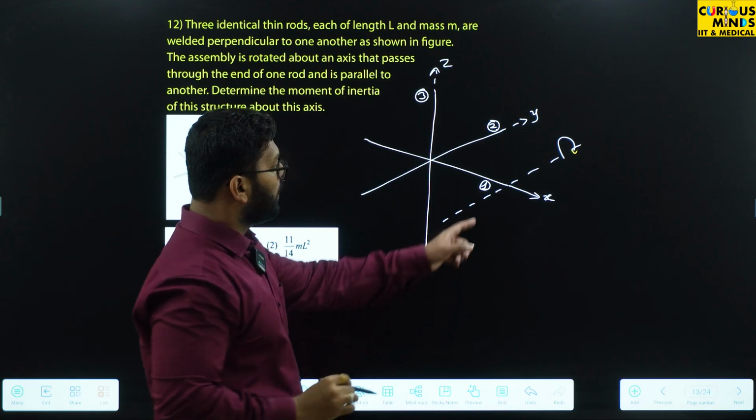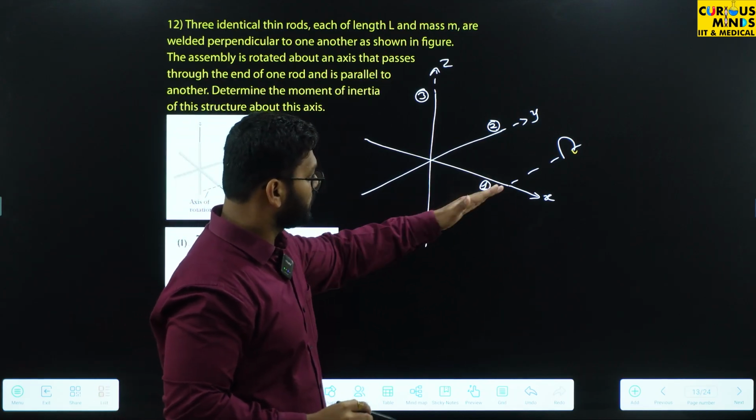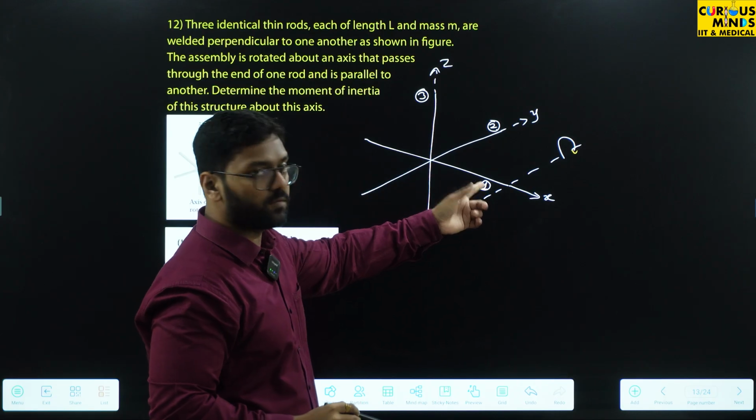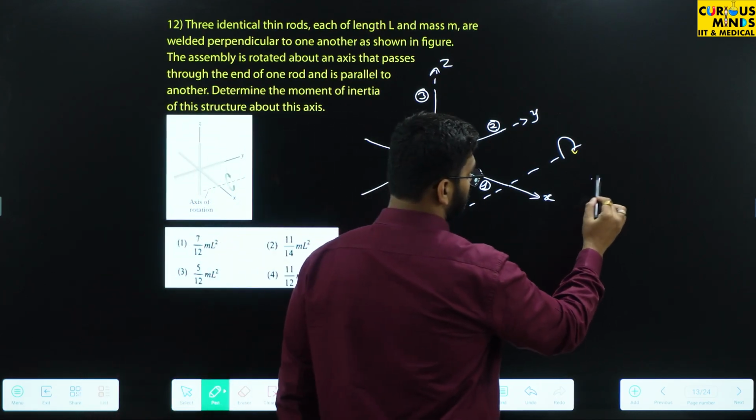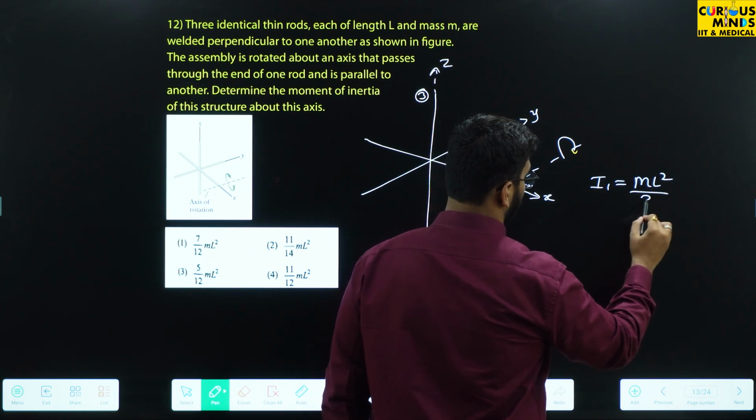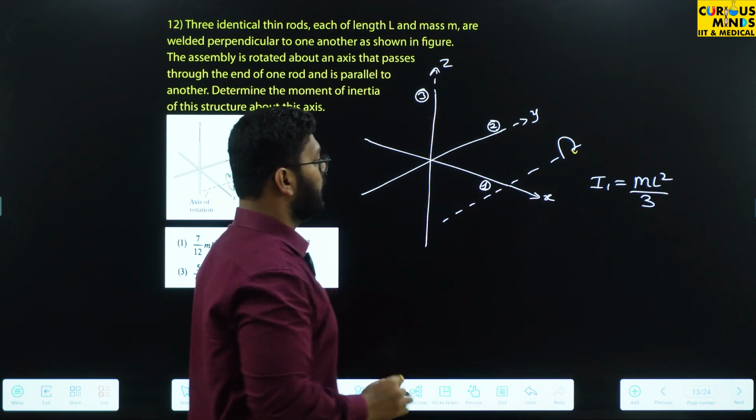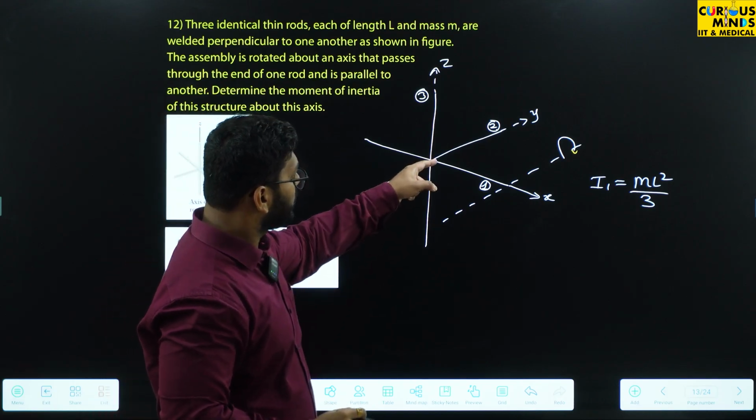Now about the first rod, for this axis, the moment of inertia of the first rod will be ml square by 3. So I1 is equal to ml square by 3. Why? Because it is passing through one of its ends, right? Ml square by 3.